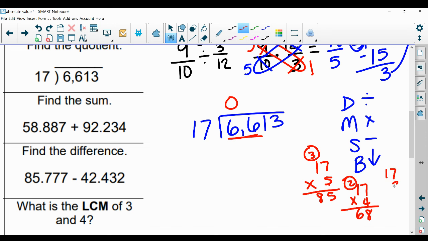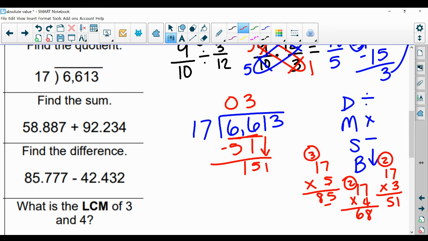So 17 times 3. 3 times 7 is 21. 3 times 1 is 3, plus 2 is 5. And so I can use 3. 3 times 17 is 51. We've already figured that off to the side. 6 minus 1 is 5. 6 minus 5 is 1. Bring down my 1. 17 times 5 is 85. So that's still a good bit away.